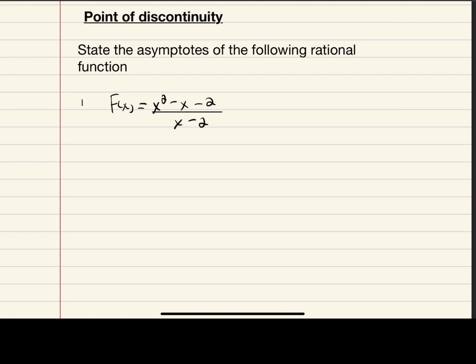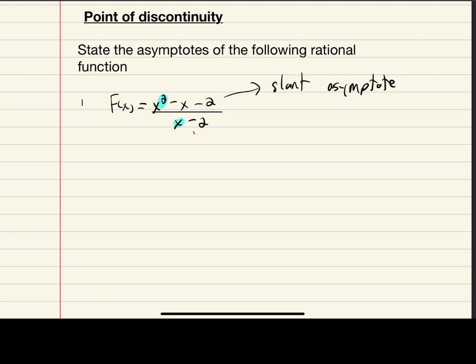So let's say we were asked to state the asymptotes of the following function. f(x) is equal to (x squared minus x minus 2) over (x minus 2). And we would see that the degree of the numerator is 1 degree higher than the denominator. So I know that it's going to have a slant asymptote. Right, that'd be your first thing.